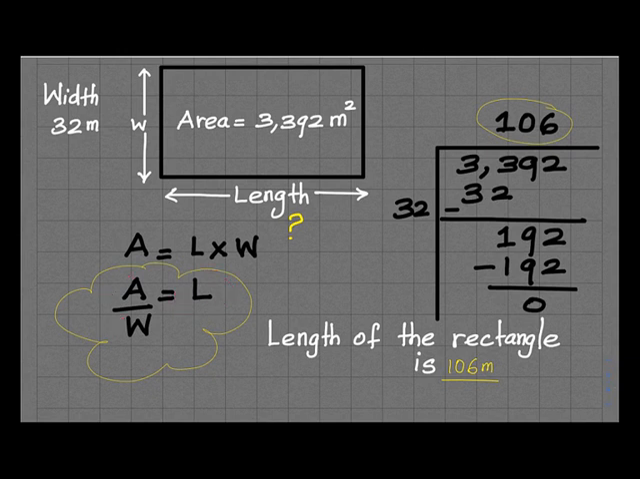Okay, so the value for area is 3,392, and that is divided by the width of the rectangle, which is 32. So I'm dividing. So when I divide, 33, right? So 1 times 32 is 32. Let me write that and then subtract 33 minus 32. I get the answer 1.